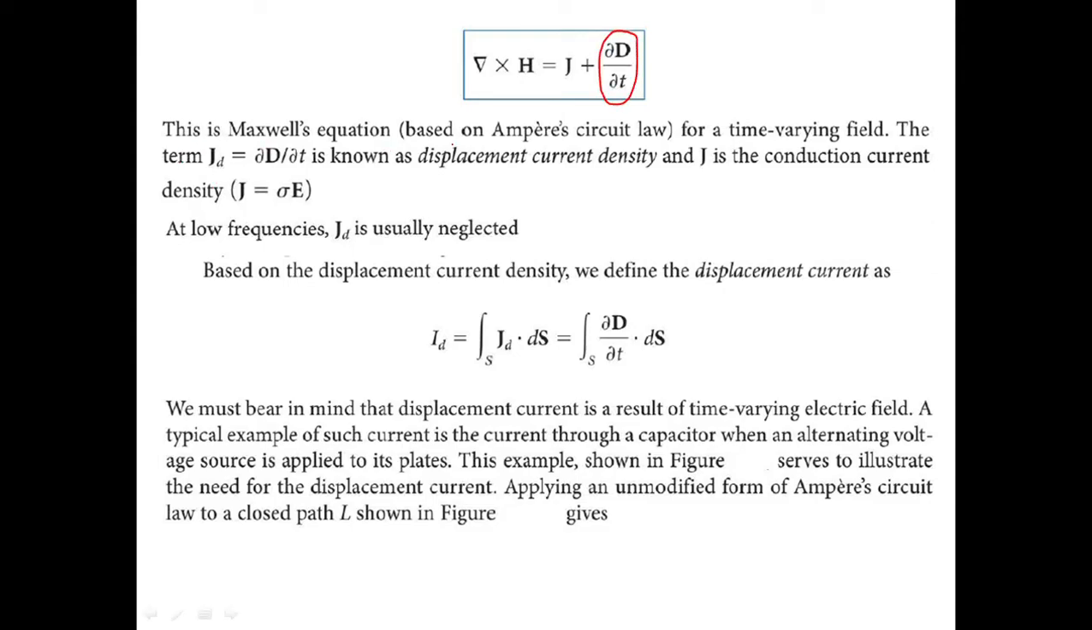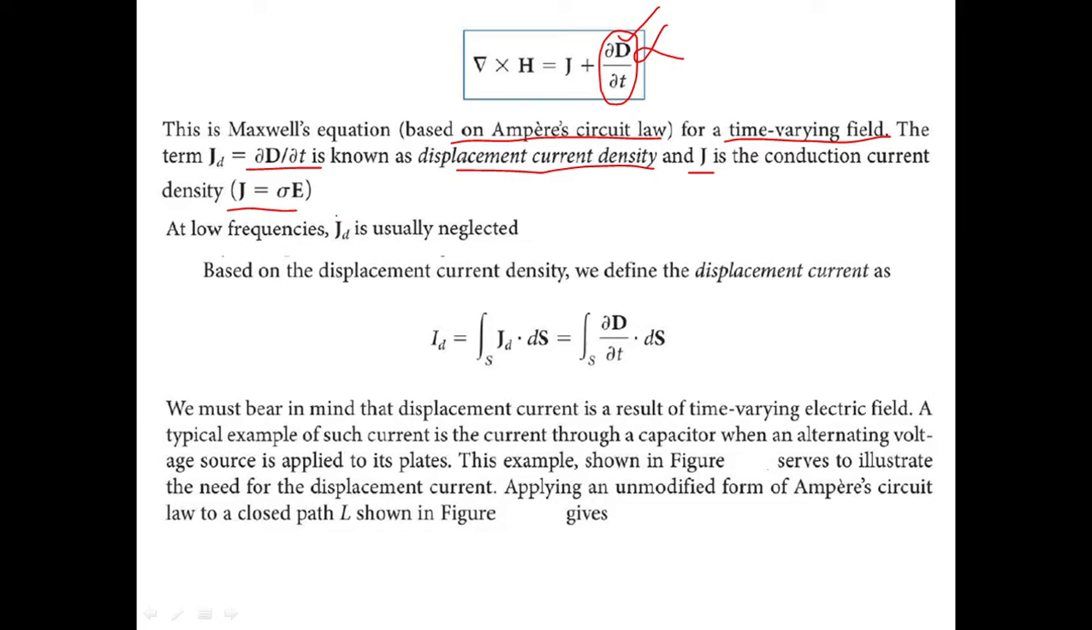So this is Maxwell's equation based on Ampere's circuital law, for the time varying field. That is important. For the steady field, we will not have this term; we'll have only curl of H vector is equal to J. But for time varying fields, you have to consider this one also. The term JD is equal to dou D by dou T is known as displacement current density. And J is conduction current, that is J is equal to sigma E. This we discussed when we discussed Ohm's law in third module.